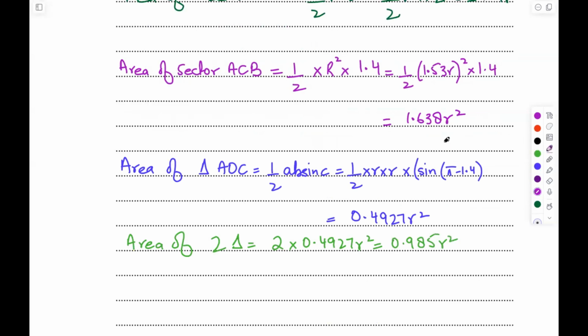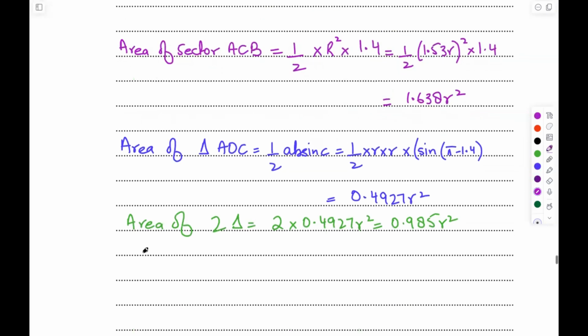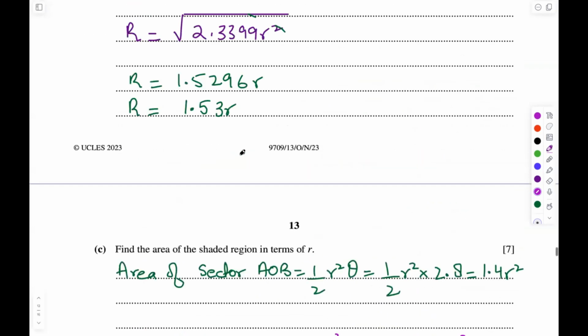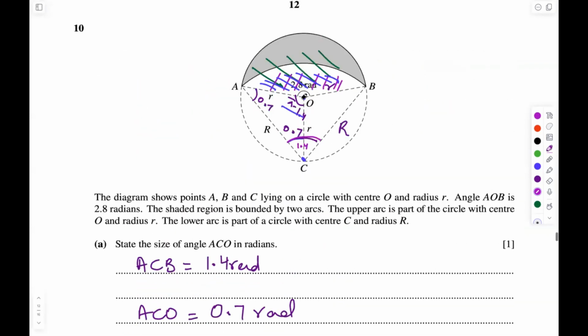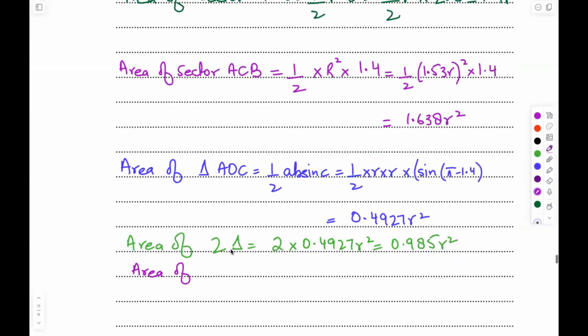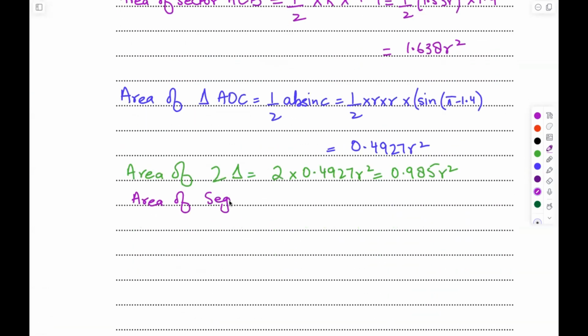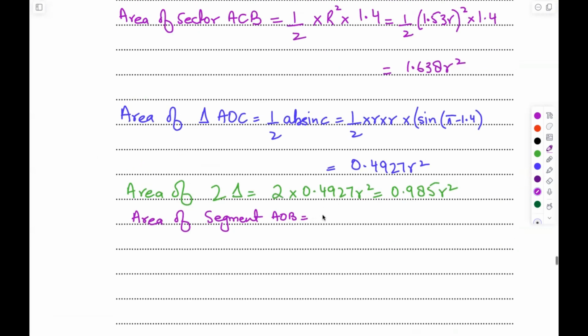Now subtracting this from the area of the sector ACB. So we can call this part the area of the small segment AOB. So we can write it as area of segment AOB. The area of the sector was 1.638 r squared, and we'll subtract the area of the two triangles, which was 0.985 r squared. So that will be equal to 1.638 minus 0.985, which is equal to 0.653 r squared.